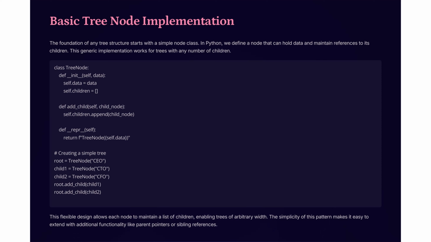The basic tree node implementation in Python begins with a simple class, TreeNode, which holds data and references to its children. This design allows for trees of any width. For example, a tree with a root node, Chief Executive Officer, can have children Chief Technology Officer and Chief Financial Officer, demonstrating the flexibility and simplicity of this structure.